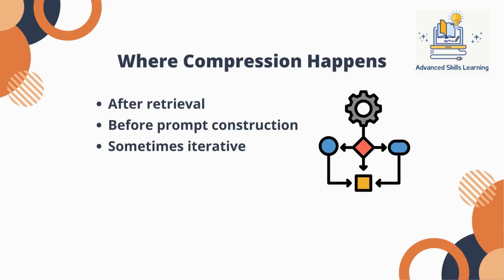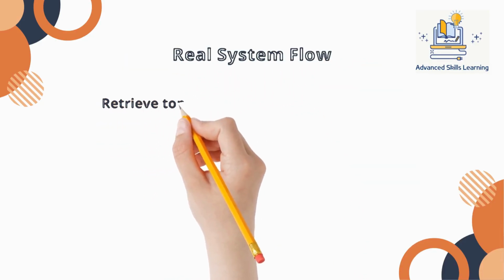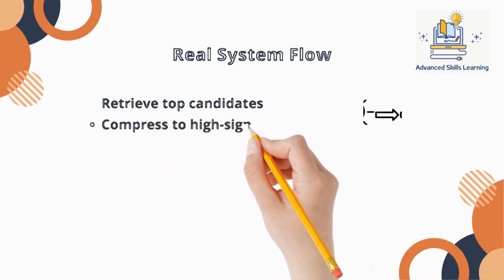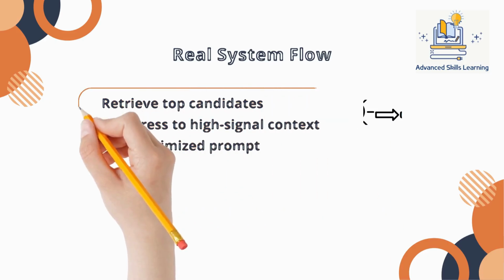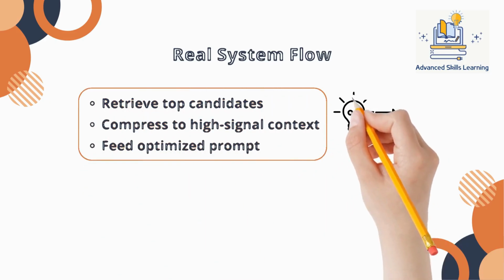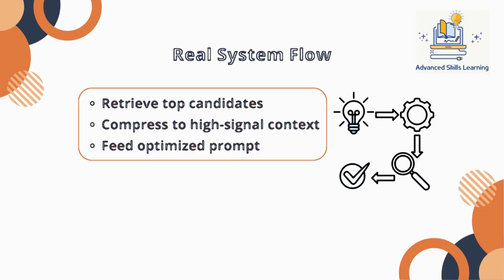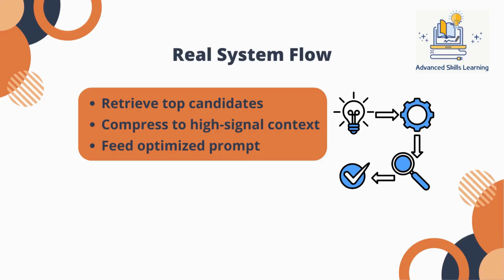In a real system, the full flow looks like this. A user query triggers retrieval. Retrieval brings back multiple candidate chunks. Compression filters and condenses those chunks. And the LLM generates an answer using this optimized context. Placing compression at this stage ensures only optimized context reaches the model. Each step in this pipeline directly influences the final answer quality.